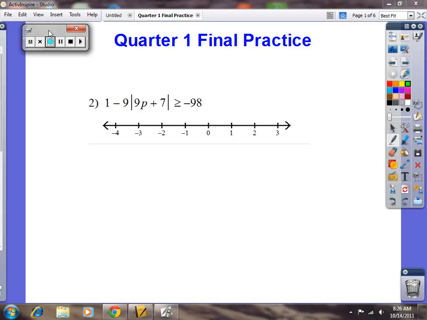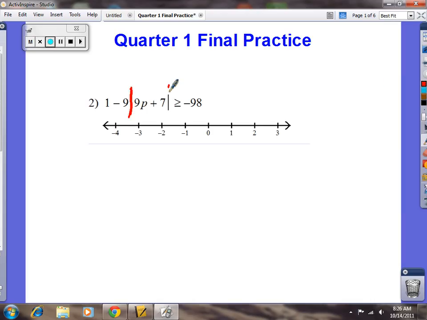Alright, so as soon as you see these absolute value bars, what does that mean? That means it's a distance problem. There's going to be two answers. So you're anticipating two answers.